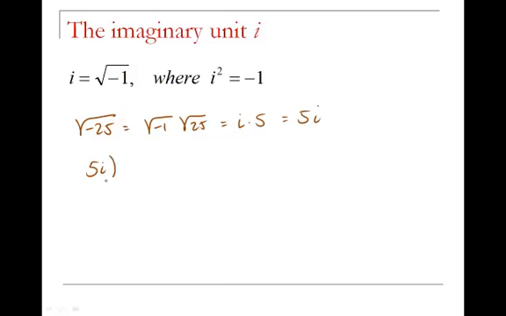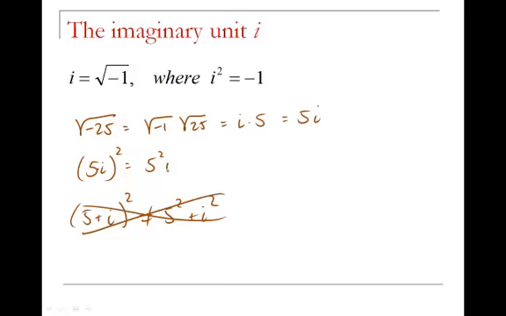Conversely, if I have (5i) squared, distributing, and I can distribute because that's a multiplication sign, not an addition. Remember, you cannot distribute over addition. That's a no-no. But over multiplication, we're fine. So 5 squared, that would be 25 times i squared, which is -1, or -25. Okay? So that's how imaginary numbers work.